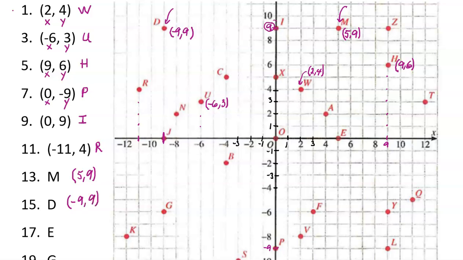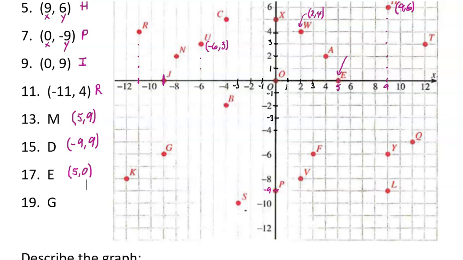Number 17, find point E. Here it is. Point E is on the x-axis at the 5th mark to the right from the origin. So its location is 5, 0. Right 5, up 0 units.